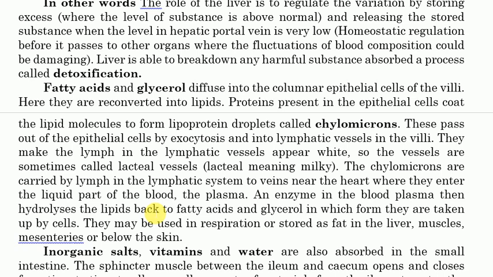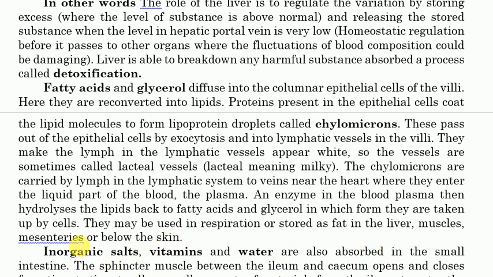So the lymphatic system is the one which carries lipid to the blood vessels near the heart. So the chylomicrons are carried by lymph in the lymphatic system to the vein near the heart, where they enter the liquid part of the blood, which is the plasma. An enzyme in the blood plasma then hydrolyzes the lipid back to fatty acids and glycerol, in which form they are taken up by the cells. So digestion of the lipids, again redigestion, takes place in the blood. After that, the end products, which are fatty acids and glycerol, are taken up by the cells. They may be used in respiration or stored as fat in the liver, muscles, mesenteries, or below the skin.